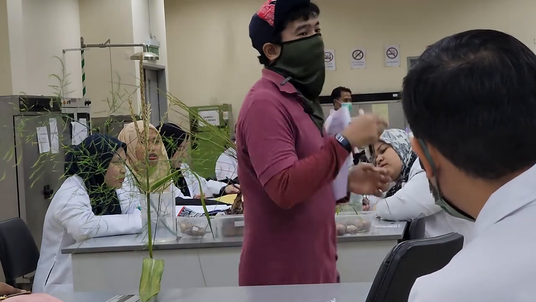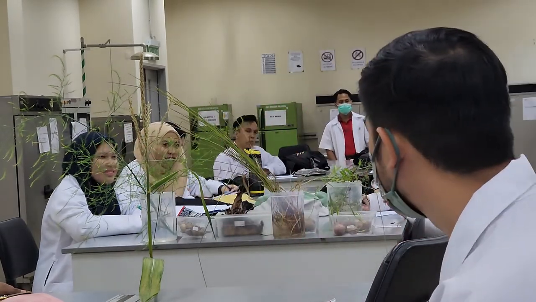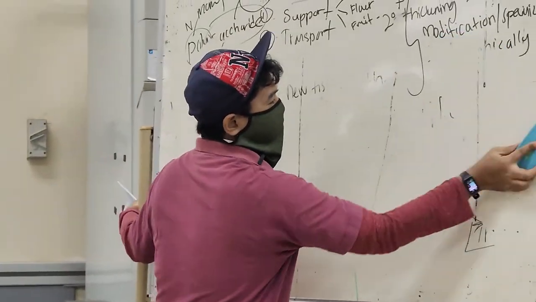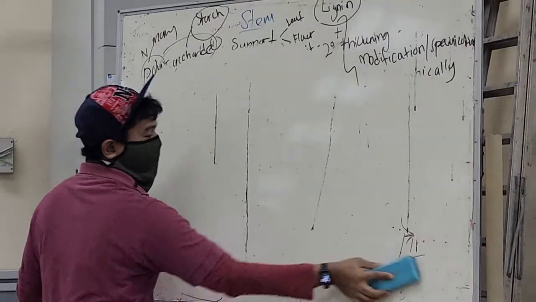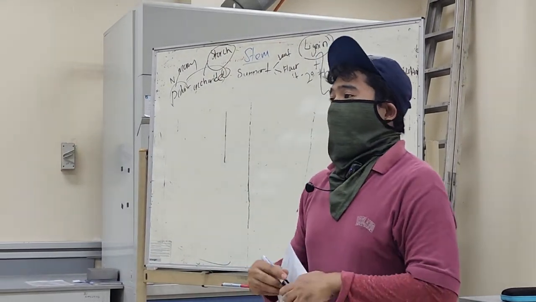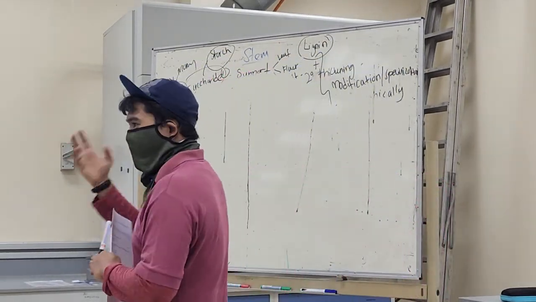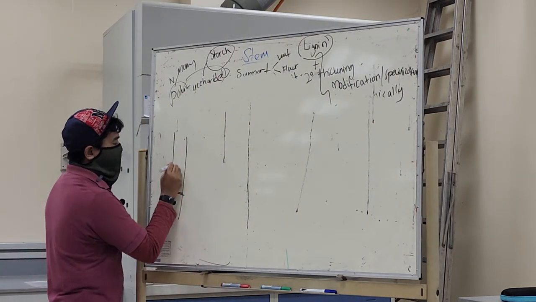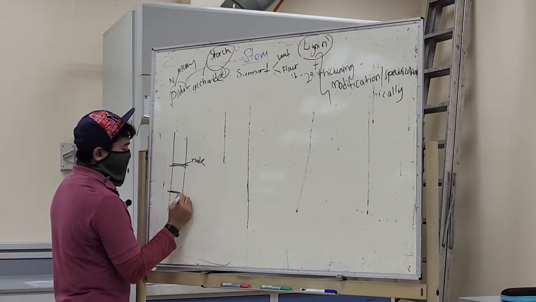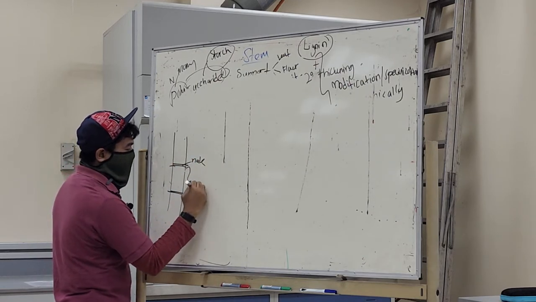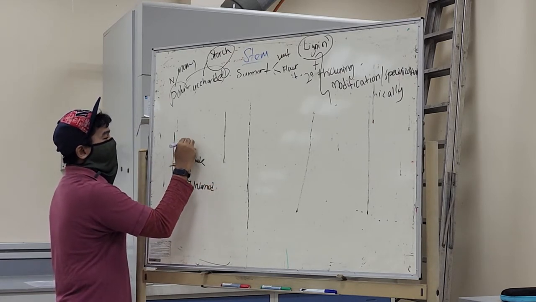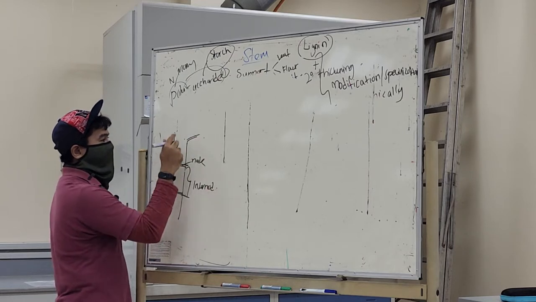Okay, why are you having all of this? Now we need to talk about it. I'll finish this in under 10 minutes so that you can begin drawing. If the stem is in regular stage, you only have what you learned last week. You have your node and internode, and there can be attachments to your main stem.